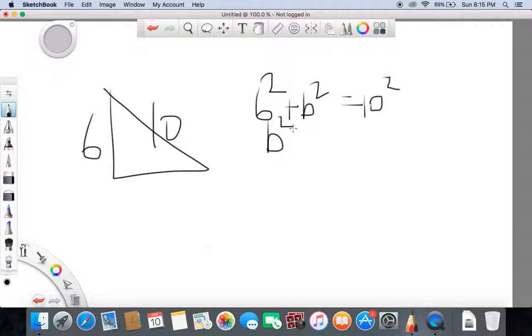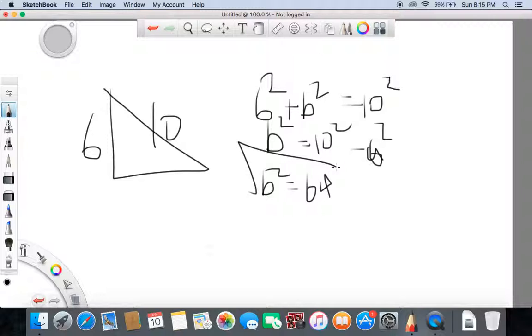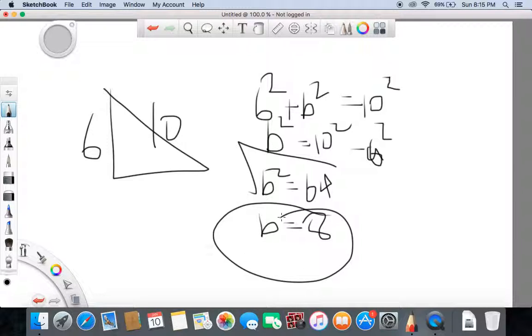So b squared equals c squared minus a squared, because you're subtracting. a squared is 36, since a is 6. So b squared would be 100 minus 36, which is 64. And I'm not going to bother individually square rooting it this time. Therefore, b equals 8. So that's how I'd solve it backwards.